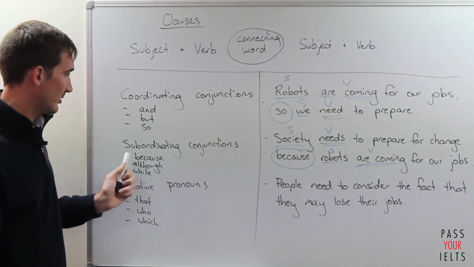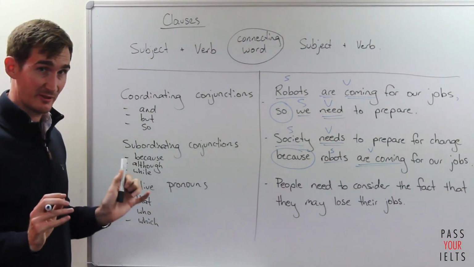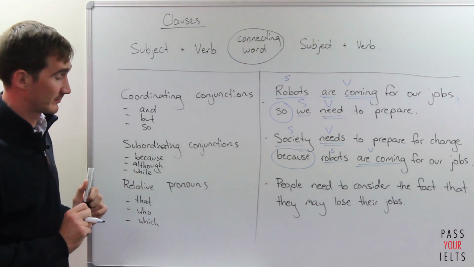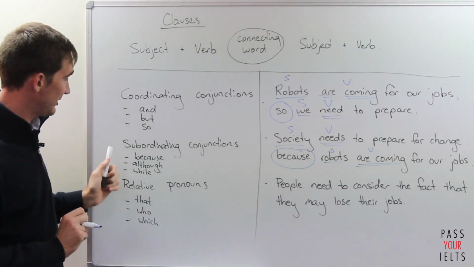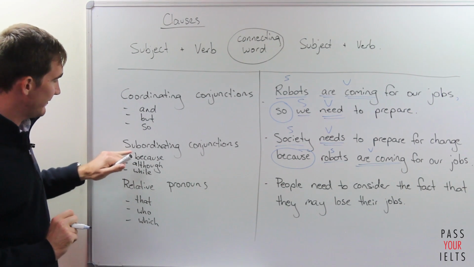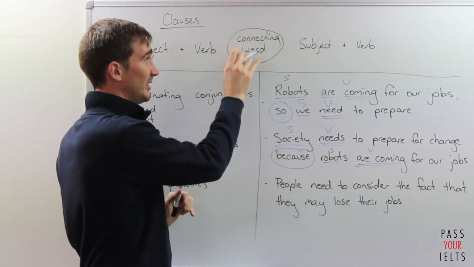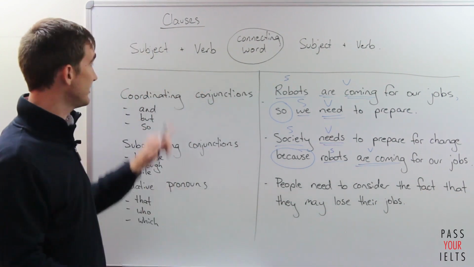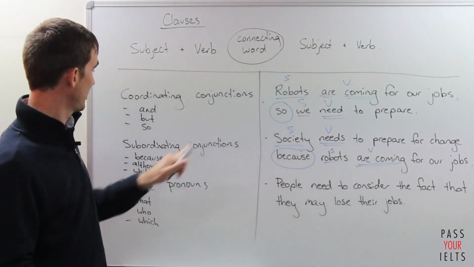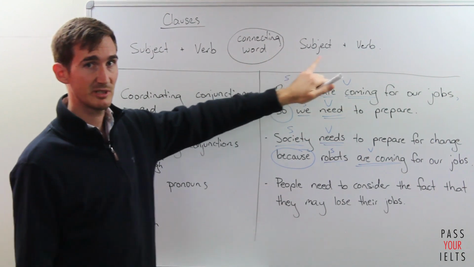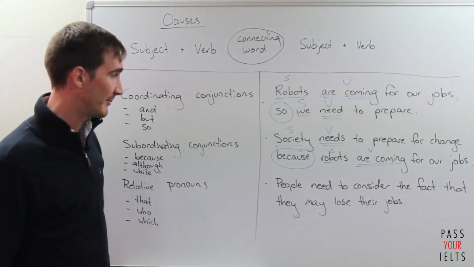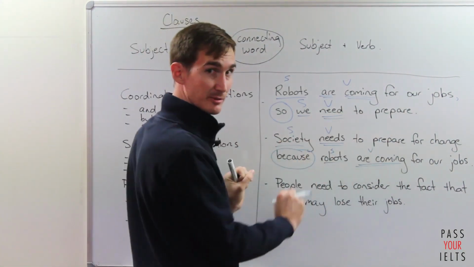Now, because, does it need a comma before it? That's our question. The answer is no. If you have a subordinating conjunction and it's in the middle of your sentence, if the sentence has the structure subject, verb, subordinating conjunction, subject, verb, you won't need a comma. So this is perfect the way it is.